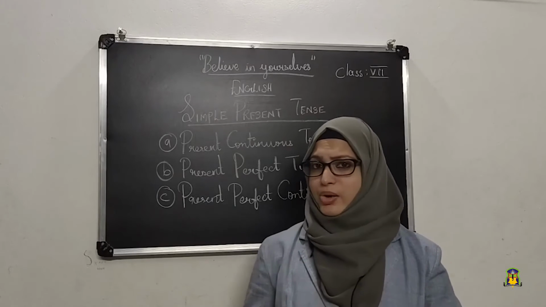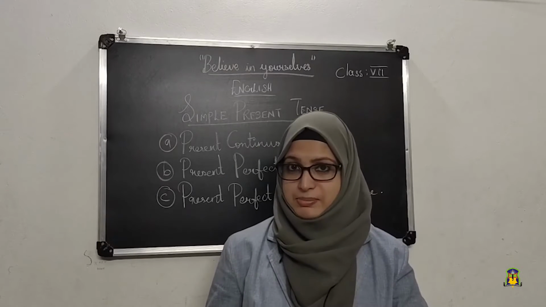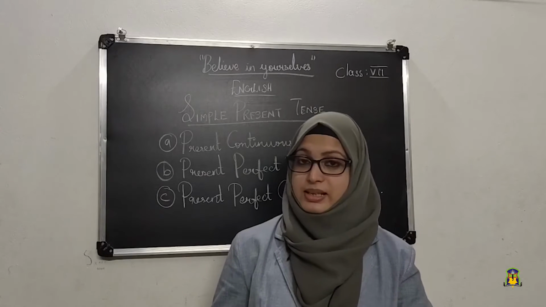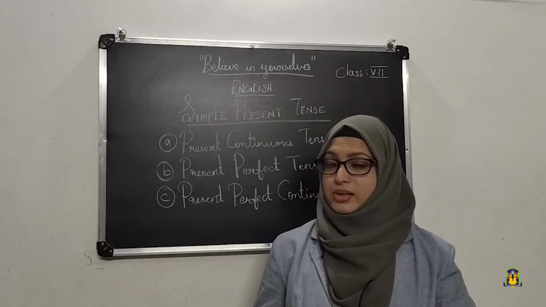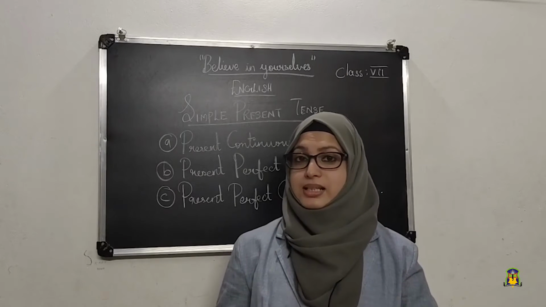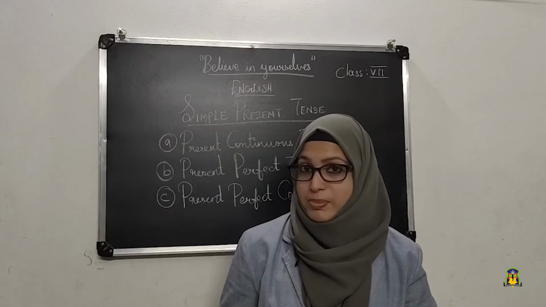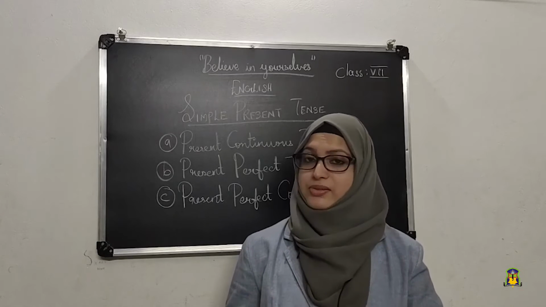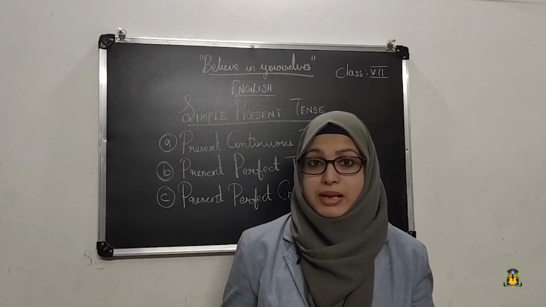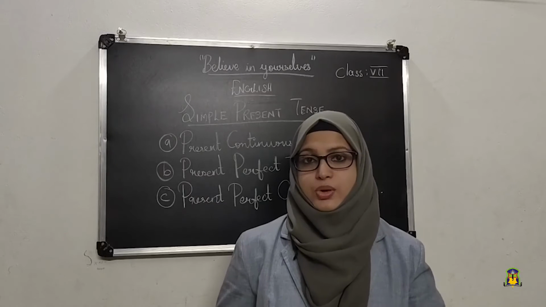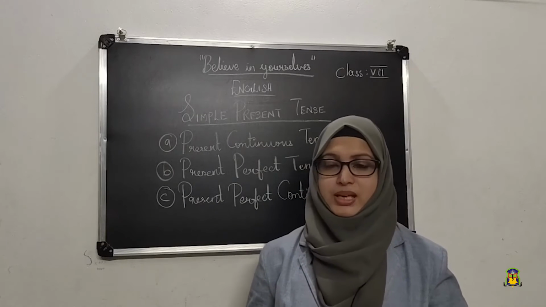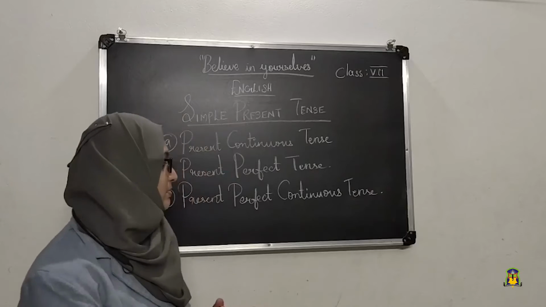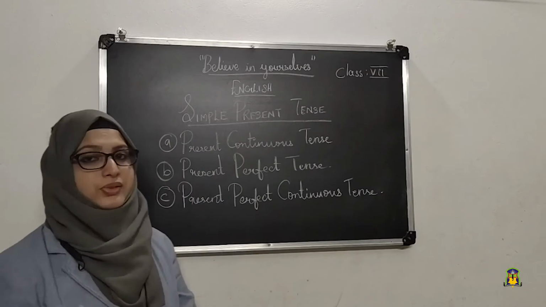Okay, so I hope children you remember simple present tense and present continuous tense. So present continuous tense, already we have seen the structure, that is is or am or are plus verb plus ing form. We have seen ample examples also. Now we are going to see present perfect tense. Okay, so you can see on the board, I have written present perfect tense and present perfect continuous tense.